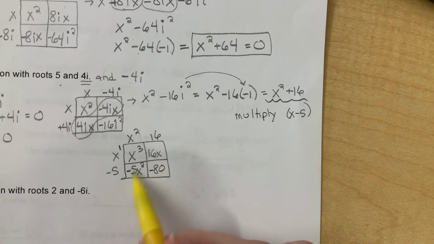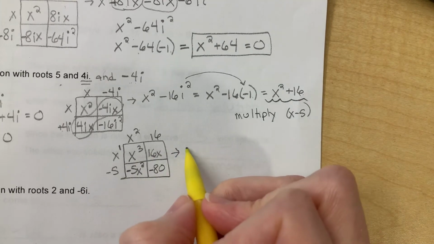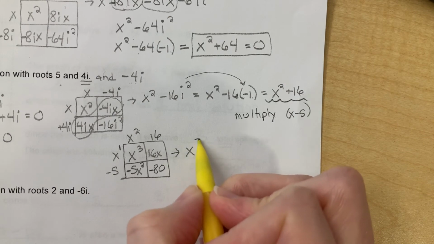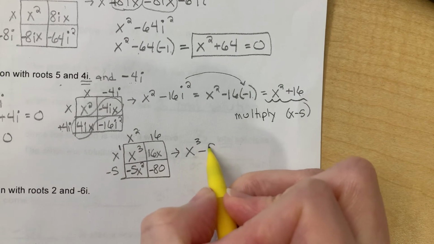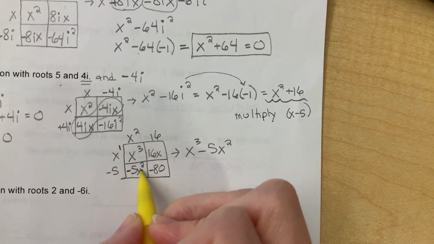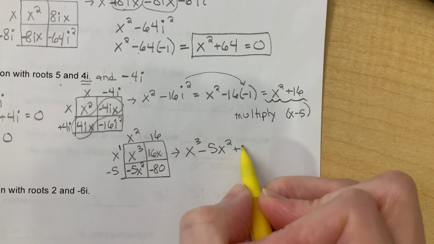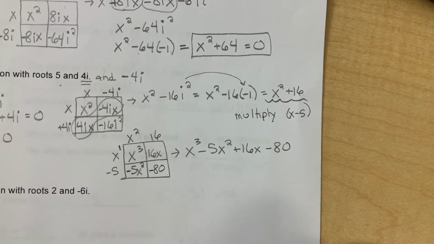Now I'm checking my diagonal. These are not like terms. Actually, I'm looking at all these values in this box. It doesn't look like there's any like terms. So I'm going to take them out of the box. I'm going to write them in standard form. So I'm putting the x to the third first, the x squared second, then the 16x, then the minus 80.